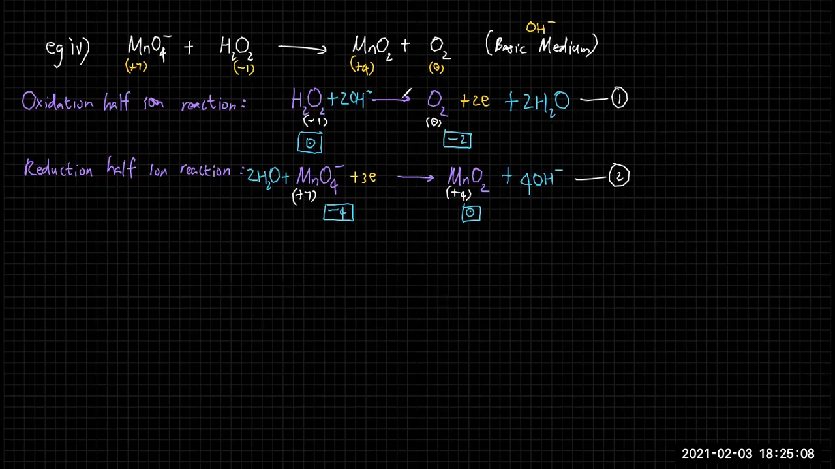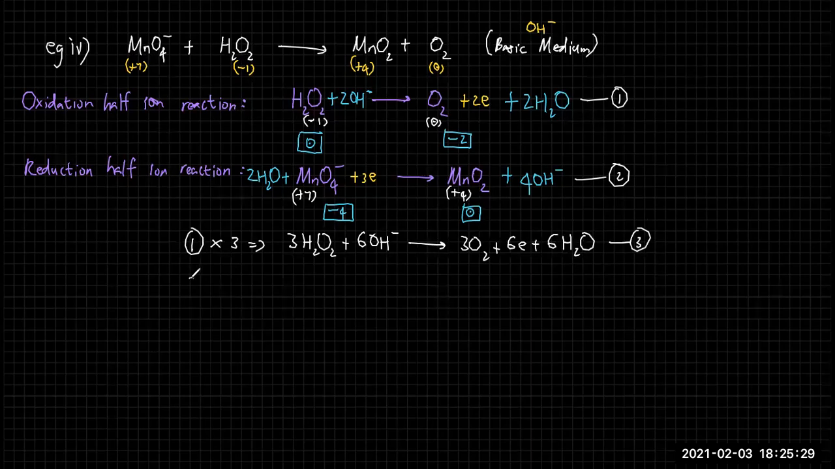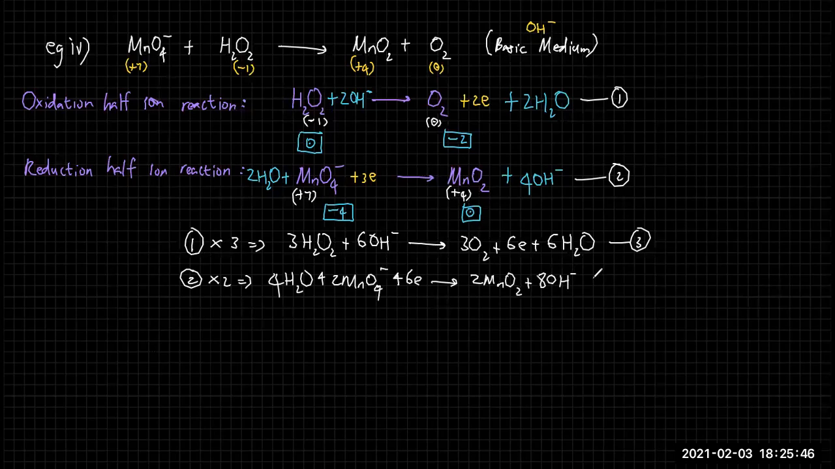We are done with half ion reactions, but if you are supposed to find the final answer, then the first reaction must be multiplied by 3. What will I get? 3H2O2 plus 6OH minus, and then on the other side 3O2 plus 6 electrons plus 6 water molecules. Third equation. And then the second one must be multiplied by 2. What will I get on the left side? 4 water molecules, 2 permanganate, and 6 electrons. And on the right side, 2MnO2 plus 8 OH minus, the fourth one.